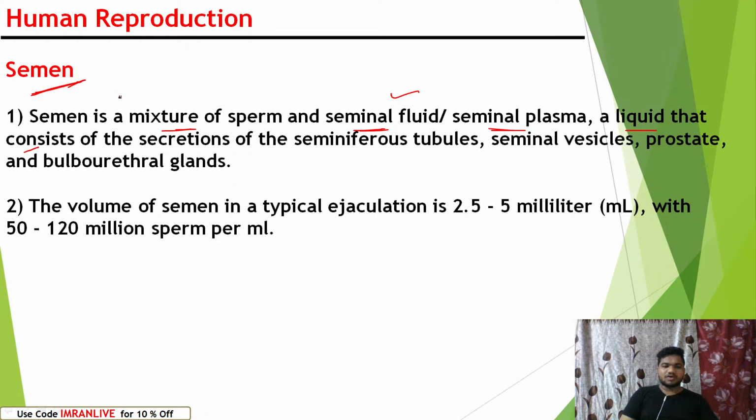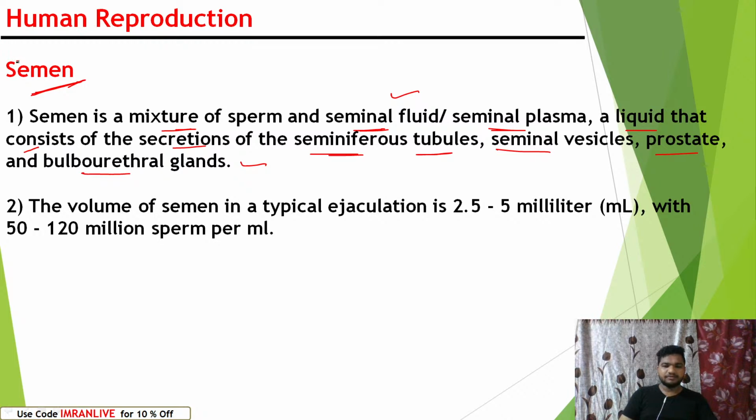A liquid that consists of the secretions of the seminiferous tubules, seminal vesicles, prostate and bulbourethral glands. The semen is a mixture of all these things. The fluids which are secreted from the seminiferous tubes, that are sperm we call, and seminal vesicles, prostate gland and bulbourethral glands. Yes, excuse me. Yes. So this is the mixture of all fluids secreted by the male reproductive system, that we call semen.